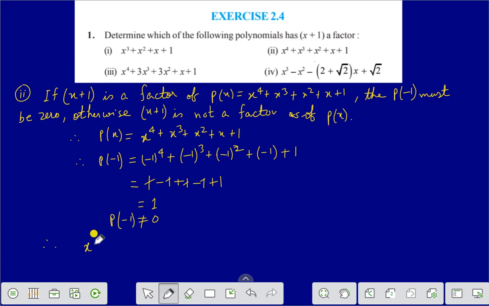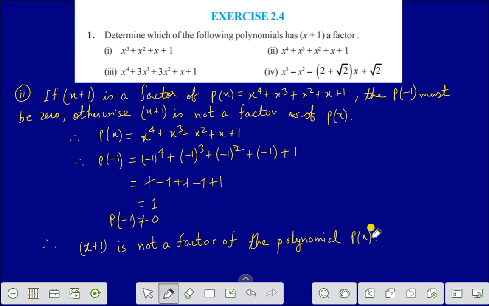Therefore x plus 1 is not a factor of the polynomial p(x).